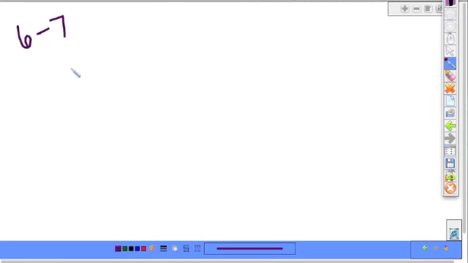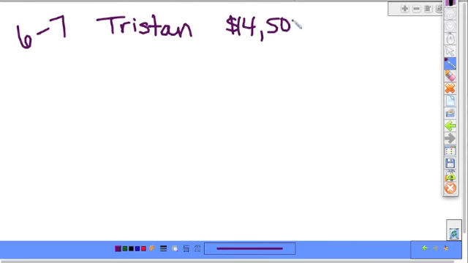So let's take, for example, let's say that Tristan borrowed $14,500 from the bank, and he promises to pay it back over 5 years. So in 5 years, he'll have it all paid back. And the bank is charging him a 7% interest. How much will he repay?